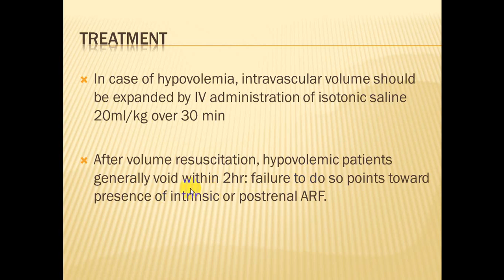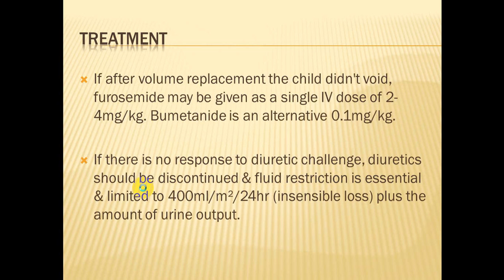We give this patient a diuretic challenge, and also put in mind the presence of intrinsic or post-renal cause of acute renal failure. So after volume replacement, if the child does not void, we give a diuretic challenge, give diazepam 2 to 4 milligram per kg, or bumetanide as an alternative in 0.1 milligram per kg. If there is no response to the diuretic challenge, the diuretic will be discontinued.